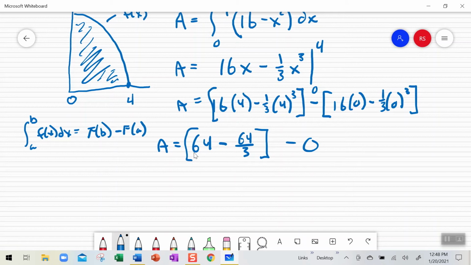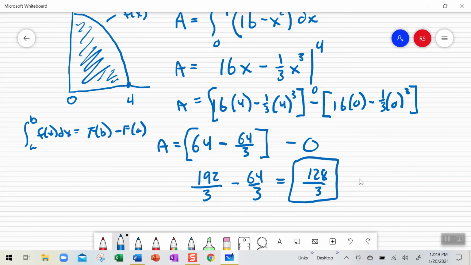So the answer is 64 minus 64 thirds. So what's 64 times 3? It's 192. I hope I did my arithmetic in my head quickly correct. 192 over 3 minus 64 over 3. And so if we subtract those, we're going to get 128, I believe. 128 over 3. Yep. And so that would be my answer. So the area under the curve is 128 thirds.